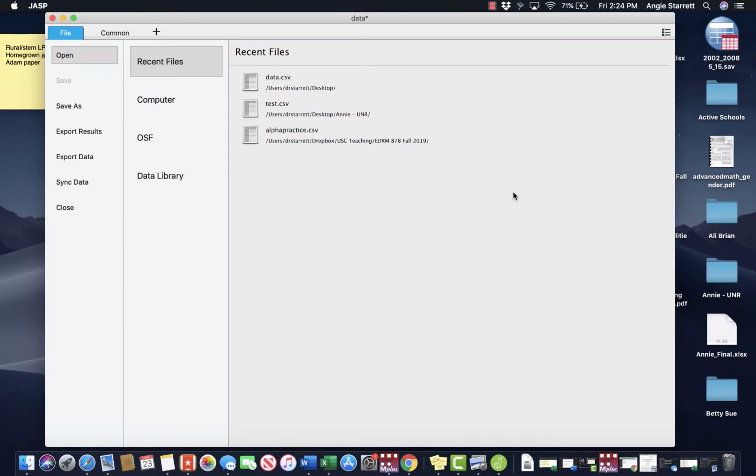Okay, let's do some descriptive statistics in our software JASP. So I have given you the Excel version of a data file as well as the CSV version of a data file, and it is just called data. The Excel version, let me open it.